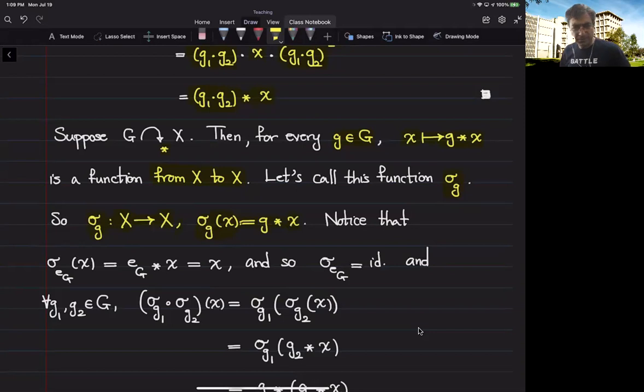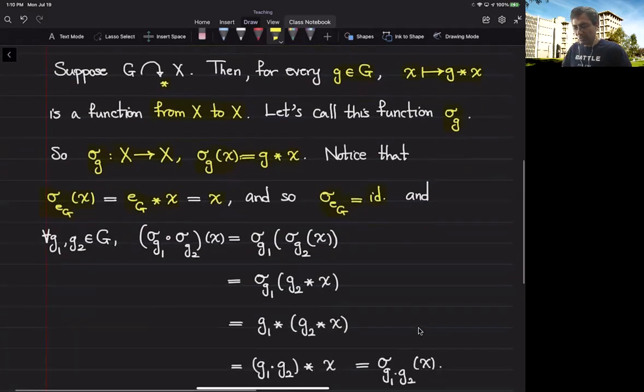Now let's make some observations. For instance, what kind of map am I getting for the neutral element? When I look at sigma sub neutral element, and I apply it to X, it means how does the neutral element act on the point X? By one of the properties of group action, I know that E sub G star X is simply X, which means sigma sub neutral element is simply the identity function from X to X.